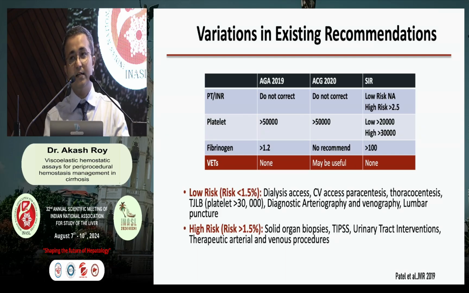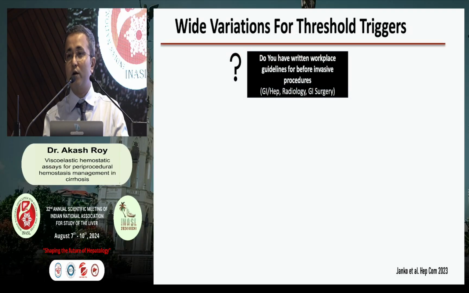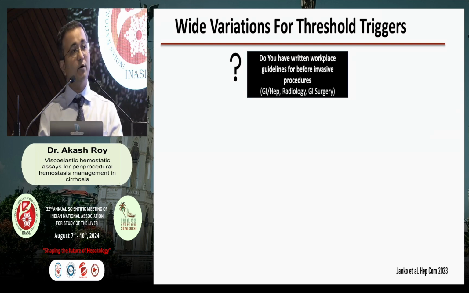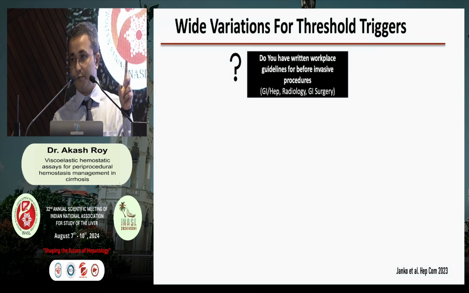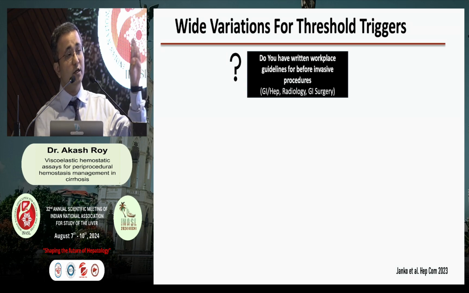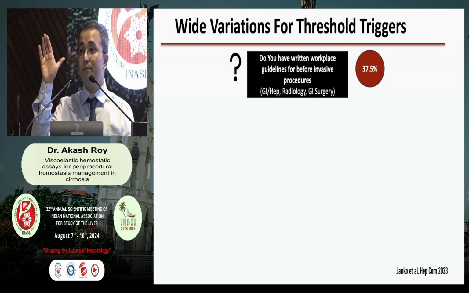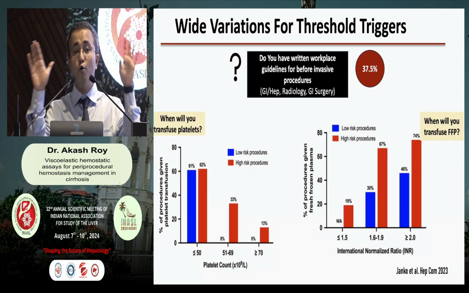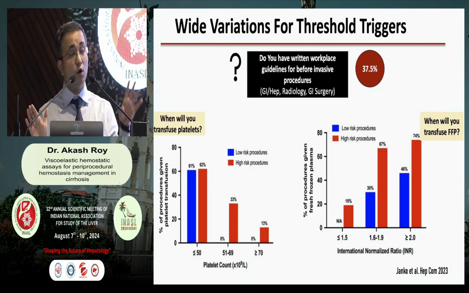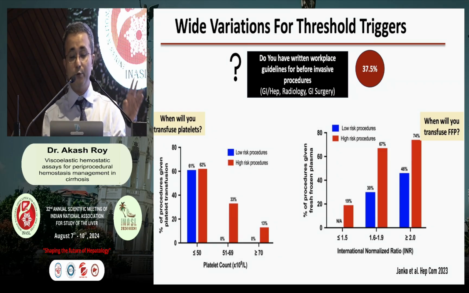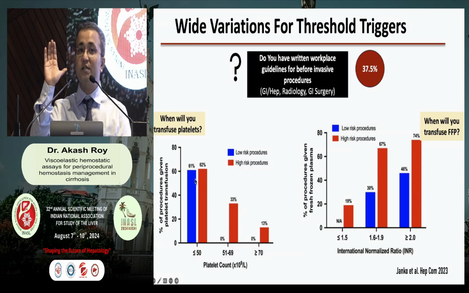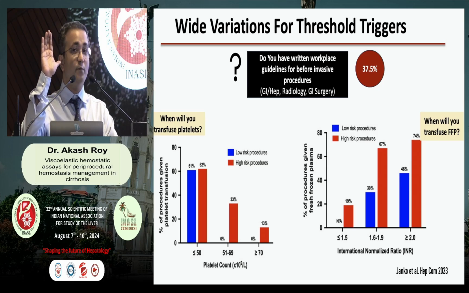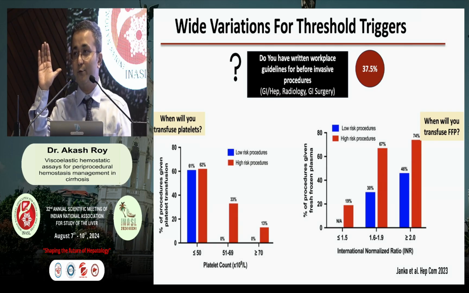So the differences in guidelines also translate to how clinical practice differs. A study came out from Australia where they were asked, do you have practices for transfusion available at your hospitals? And this is GI, GI radiology, GI surgery. 37.5% had no established practices. When they were asked, when will you transfuse platelets? Even for low-risk procedures, 62% said yes, even with a platelet count of more than 50,000, I will transfuse platelets.